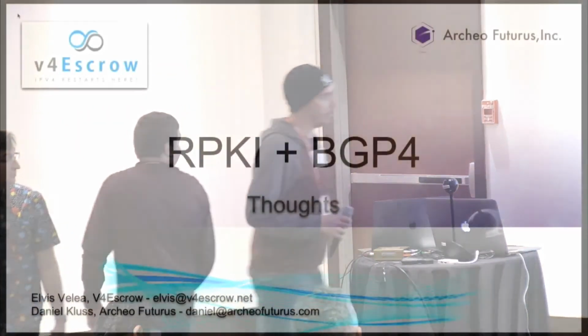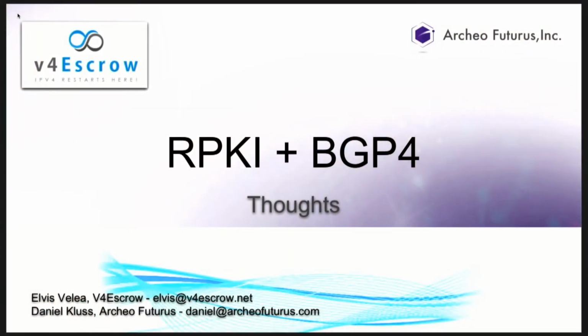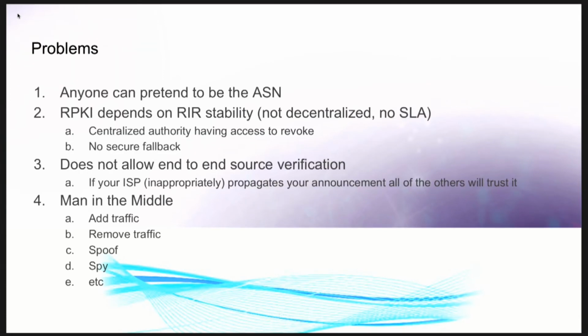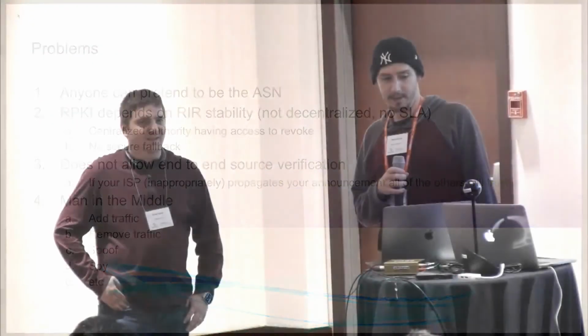Oh, okay. So, these are some of our thoughts on the state of RPKI and BGP. We've seen that there's some problems in that anybody can pretend to be any ASN when they're plugged into a lot of other people. And RPKI depends on RIR stability to actually go back and verify their RPKI stuff, as well as to issue more and things along those lines. There's not a secure fallback. It also doesn't allow end-to-end source verification when you're trying to find all the routes all the way back to where stuff comes from. There's not a sort of a chain of trust all the way back to the beginning.